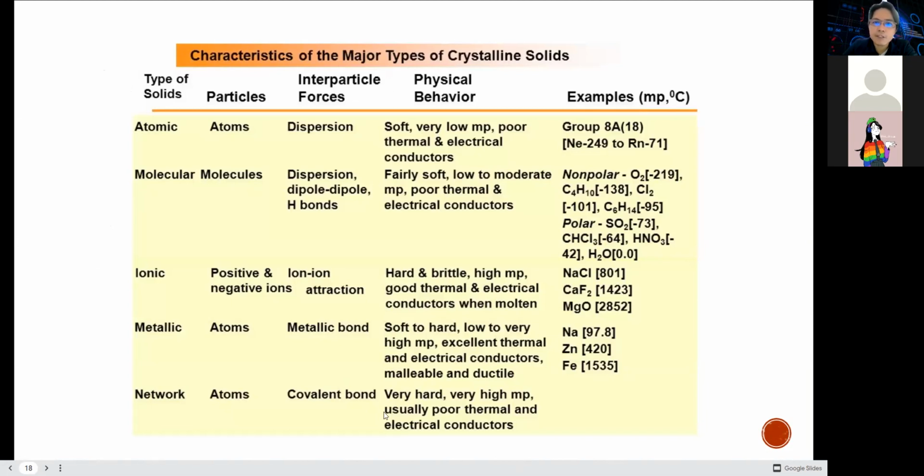These are the major types of crystalline solids: the atomic, the molecular, the ionic, the metallic, and the network. If you look at them, they have different behavior, different interparticle forces, and of course, different melting points.